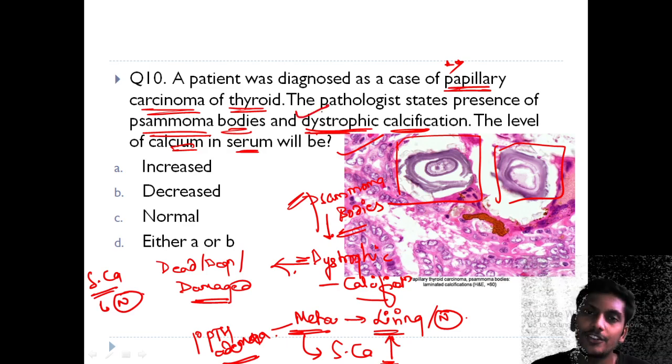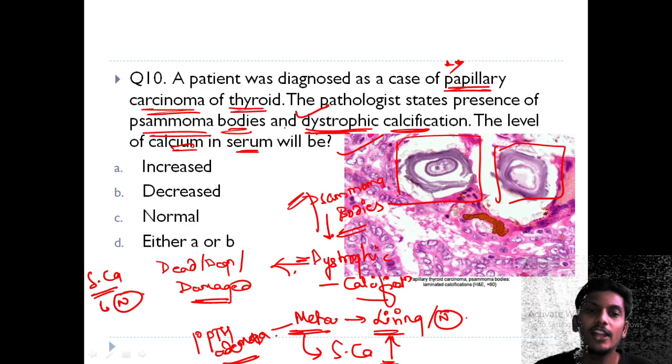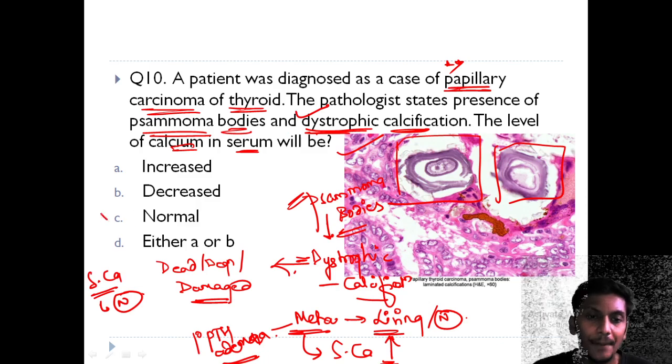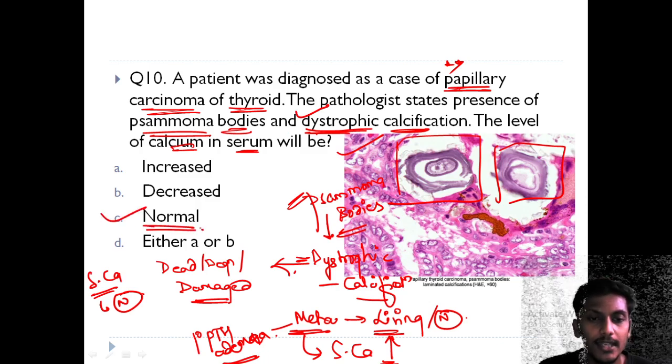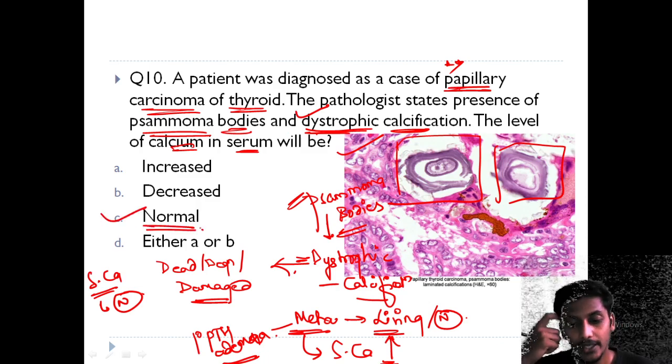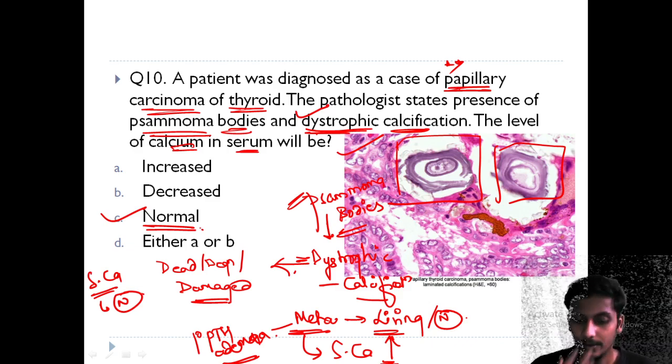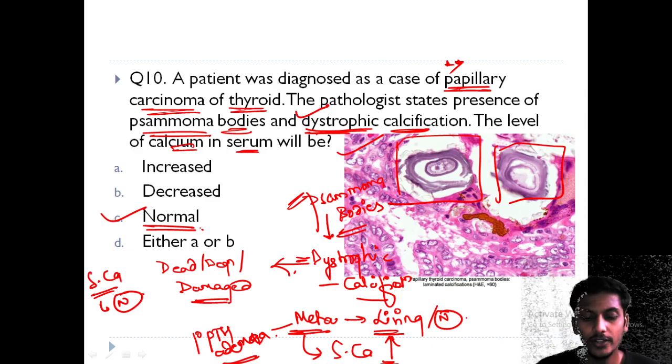In the question, they have asked about dystrophic calcification. Therefore, the level of calcium in serum would be absolutely normal. So option C is your right answer over here. Important one, please remember this. Now moving further to our next question.